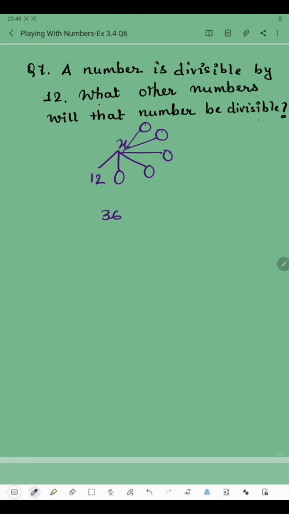If we take 36 here, now 36 is divisible by 6. Why? Because if you divide 36 by 6, we get 0 as remainder. Now this 36 can be divided by 2 also. Why? Because as last digit is even number, so it can be divisible by 2. Now 36 can be divisible by 3 also. Why? Because sum of the digits is 9 and 9 comes in 3's table, so it will be divisible by 3. Now how we have got this 6? By multiplying 2 and 3, right? If you multiply these two, we will get 6.